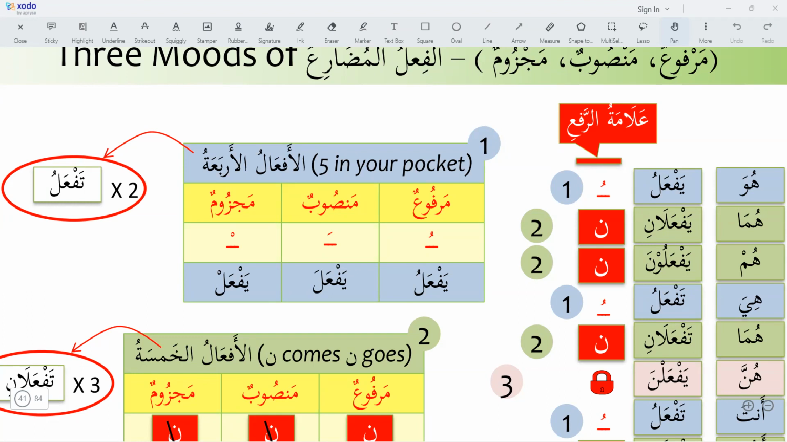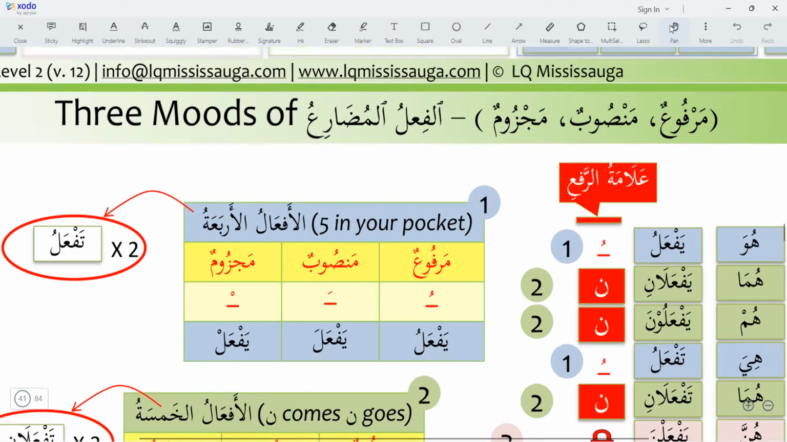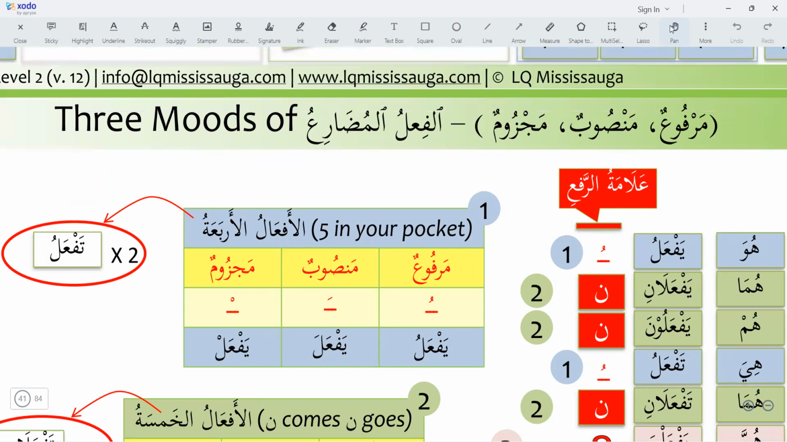We are learning about the fi'l mudare, and today inshallah we will learn about the modes of the fi'l mudare. What are the modes of the fi'l mudare? Anyone will tell me what are the modes of the fi'l mudare? Conditions, what are the modes?